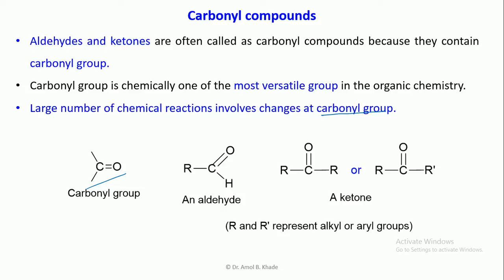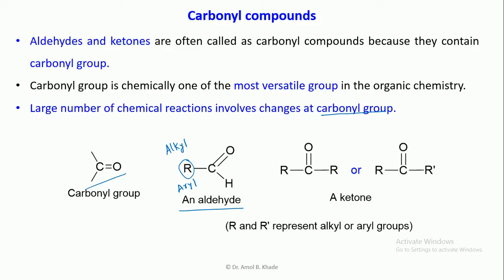Here you can see the aldehyde is RCHO. This is a generalized formula for representing an aldehyde, where R can be an alkyl or it can be an aryl group. If it is an aryl group, we refer to it as an aryl aldehyde.